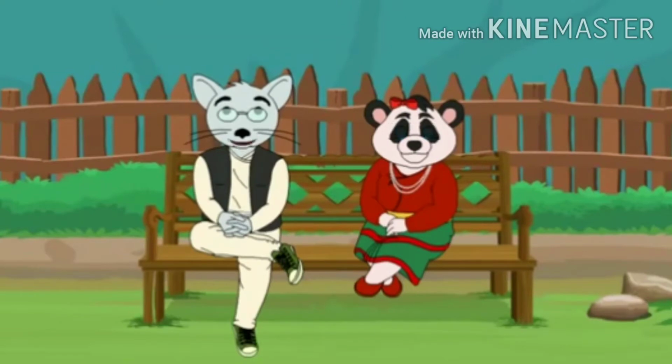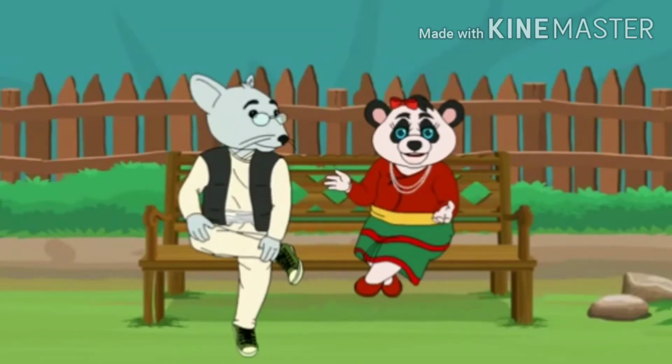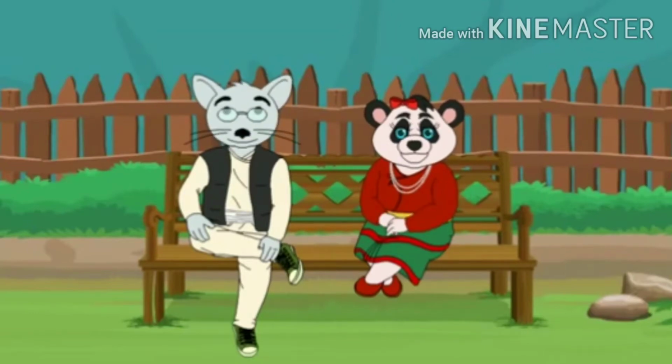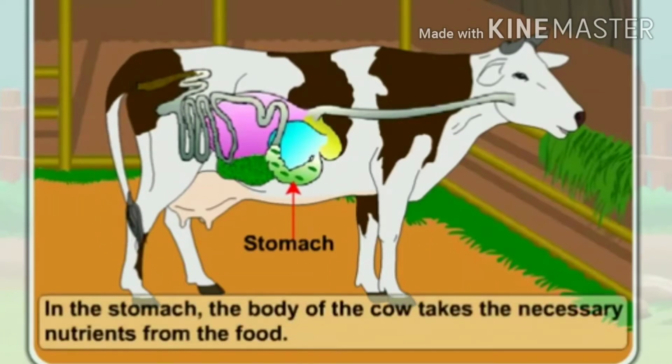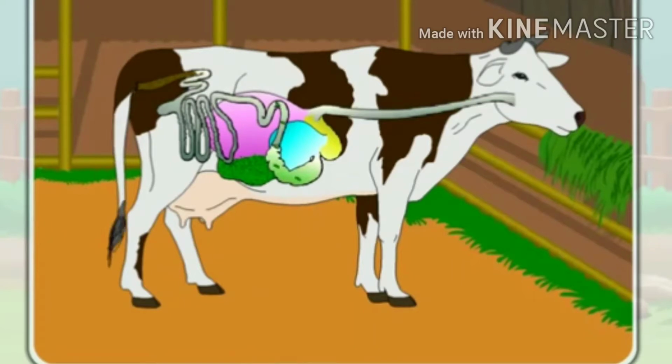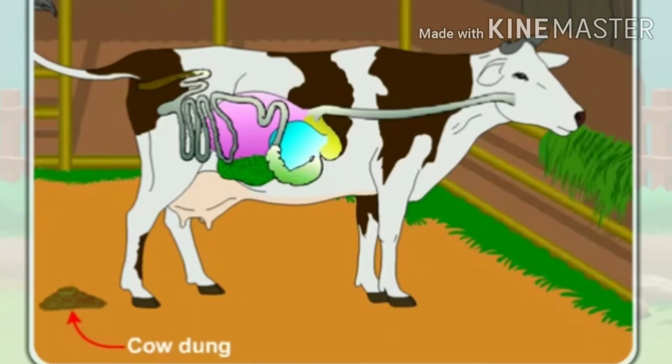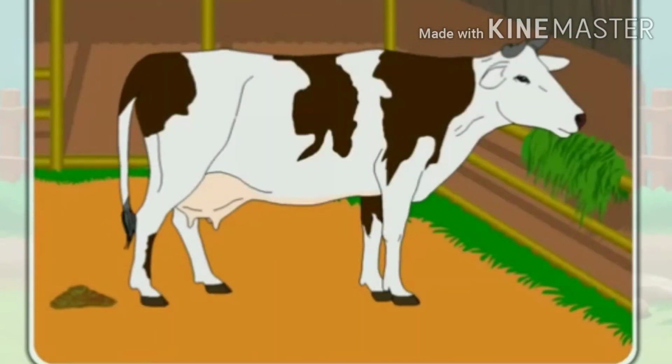After a cow eats its food and water, where do the food and the water go? Do you know? The food and the water go to its stomach. Yes, the food and the water reach the stomach of the cow. In the stomach, the body of the cow takes the necessary nutrients from the food. After this, still some part of food is left, but this food is not necessary for the body of the cow. So, the remaining food is the waste. The cow removes this waste food from its body as cow dung. It also removes unnecessary water from its body as urine.